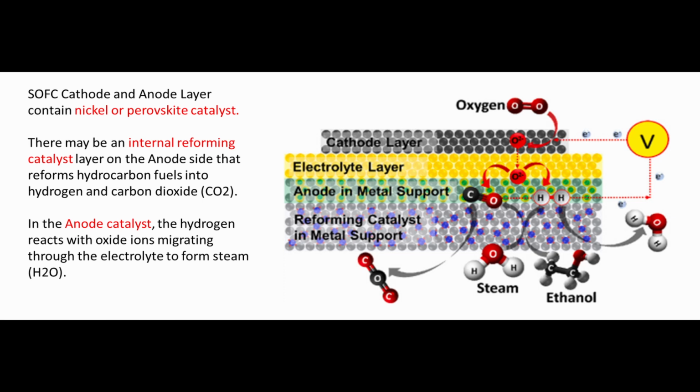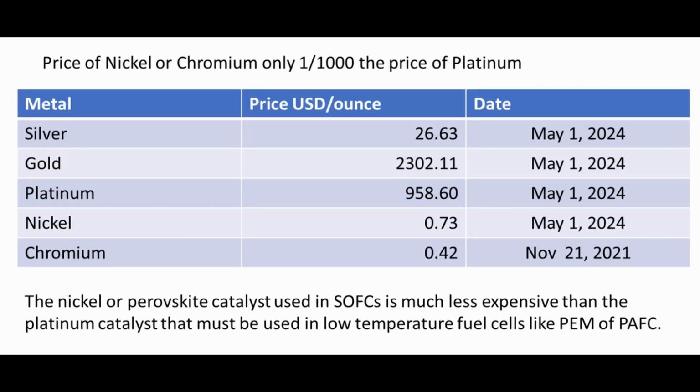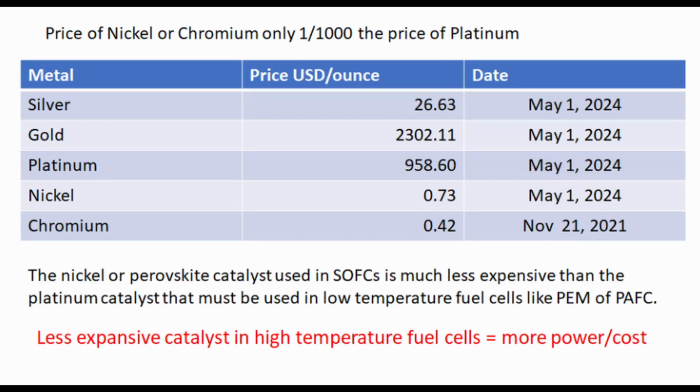SOFCs have both reforming catalyst and transfer reaction catalyst. Nickel can be used as catalyst in both reformers and in the transfer layers. Perovskites, which are calcium titanium oxides, have been used as catalyst. Nickel and perovskites are far less expensive than the platinum catalyst used in low-temperature fuel cells such as PEM fuel cells. Less expensive catalysts in solid oxide fuel cells allow them to produce more power for less material cost than PEM fuel cells or other low-temperature fuel cells.